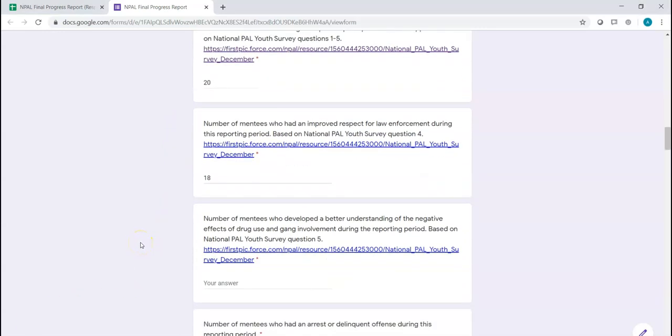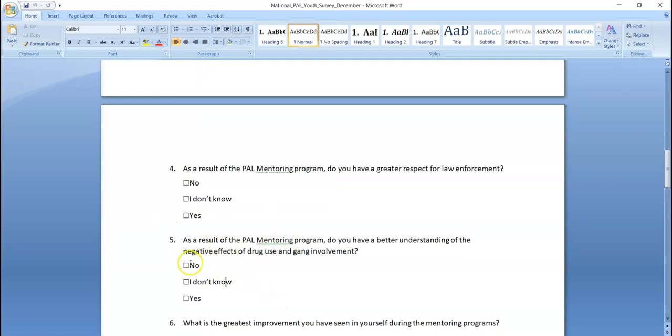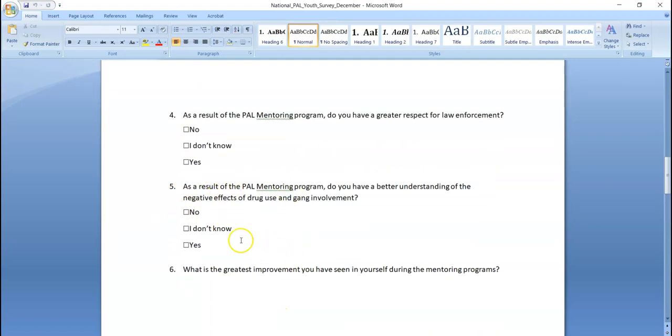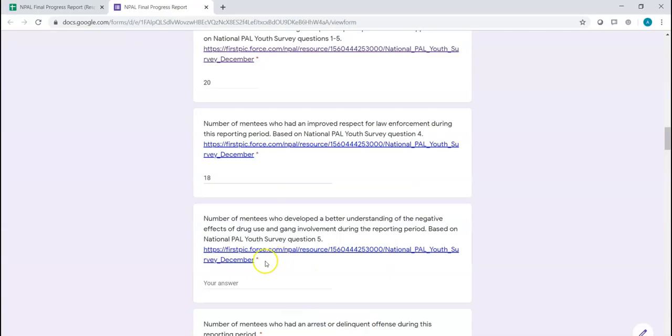Continuing on, this next question again references the survey, specifically question 5: number of mentees who developed a better understanding of the negative effects of drug use and gang involvement during the reporting period, based on the survey. So if I flip back to the survey here, question 5 is similar to question 4. As a result of the PAL mentoring program, do you have a better understanding of the negative effects of drug use and gang involvement? Any of the youth that answered yes to this question, you would include as your answer here. Again, just for example, I'm going to put 19 here.